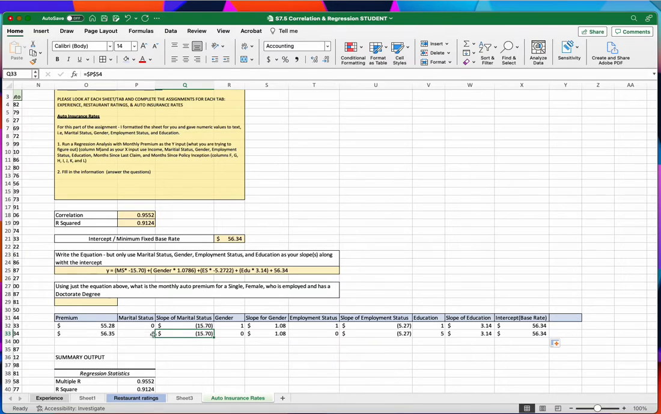Okay, so we notice that if this person wasn't married, we would see that it jumped up $72. So this is a married man, okay, who is unemployed, okay, who has an education of 5, okay. So that jumped up right there. If they were unmarried, if they were single, it would have been a 72. So a single male costs a lot more than a married person.